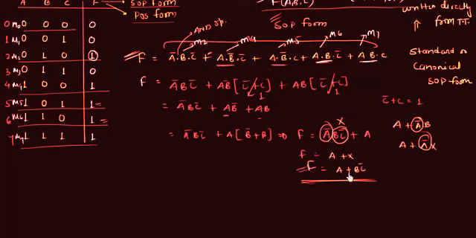Now let's move to the SOP form. This is also the SOP form. This one is also the SOP form. But the type of the SOP form is different. This we call the standard or canonical, and this we call the minimal. This one we call the minimal SOP form because it is minimized. So there are two types of SOP form that you need to know.